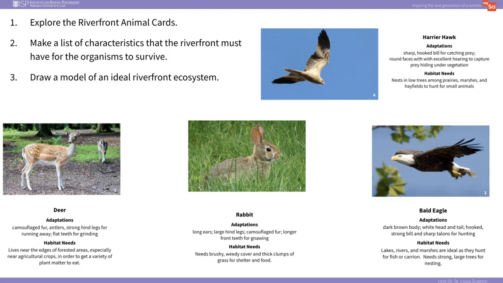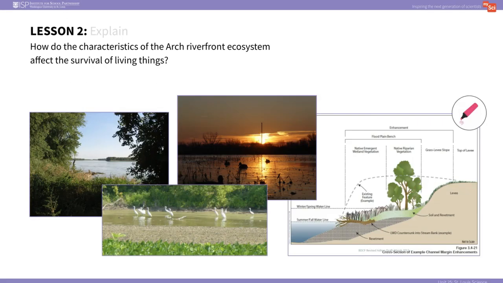It will have a picture of the animal, along with the adaptations and the habitat needs of these animals. Students will use this information to draw a model of the habitat they think these organisms would be best suited in. In the Explain part of this lesson, students will view images of the ecosystem they just drew a model of and compare to see how close they were to the actual ecosystem.